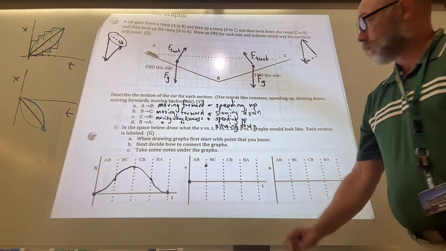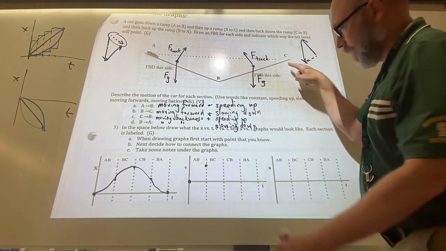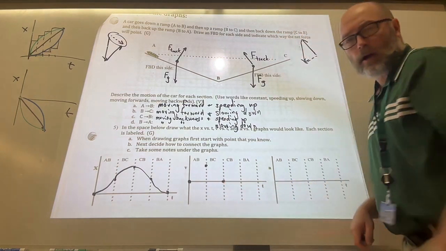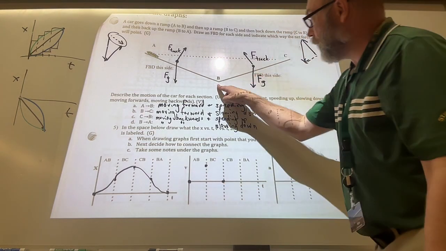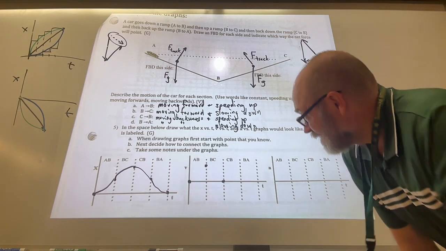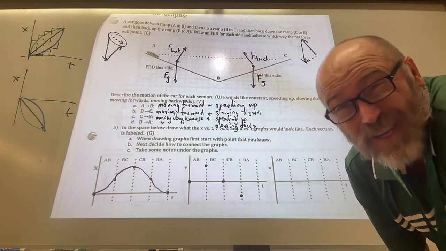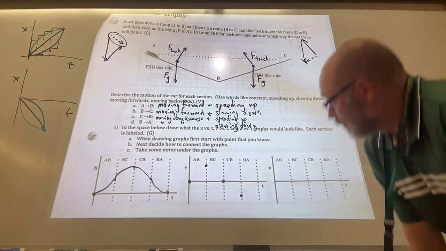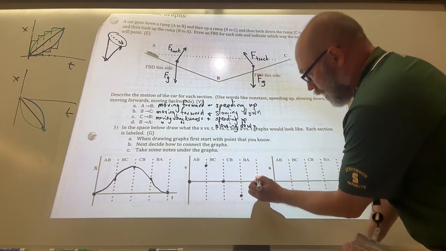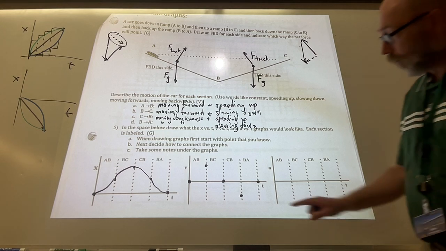Everybody good? Okay. Point C. Oh yeah, I stopped again. I got to have a dot there. All right, point B. Oh, now I'm moving backwards. Got to be down here. Why? Because the negative tells me direction. Okay, I'm moving backwards. And then point A, hey, I go back to here. Oh, interesting. Very good.